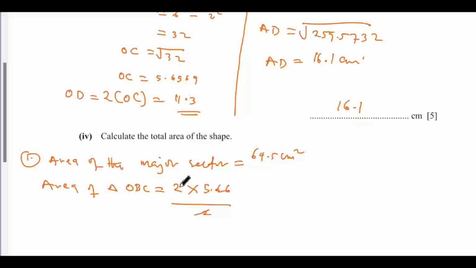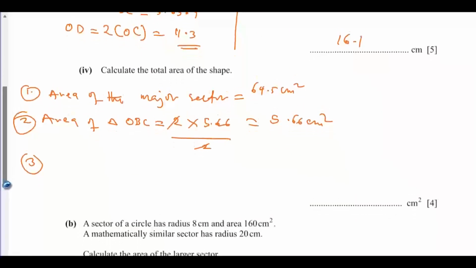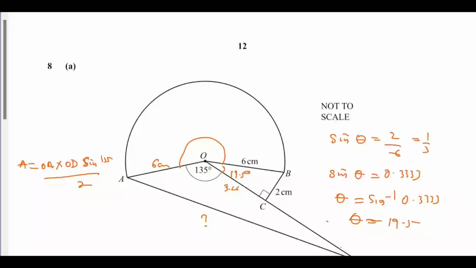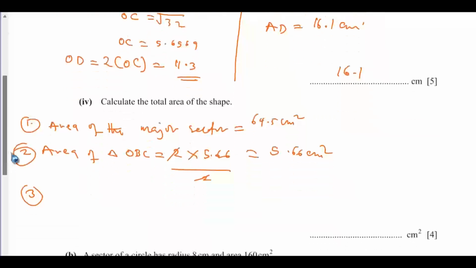Of course, 2 we eliminate 2, so we have it to be 5.66 centimeter squared. Okay, that's the second one. Okay, so the third one will be the area of the second triangle there. That will be area of triangle, I think AO, is it ADC? Okay, AOD.